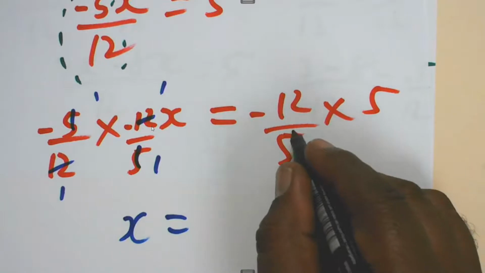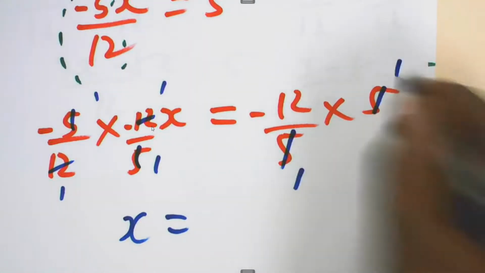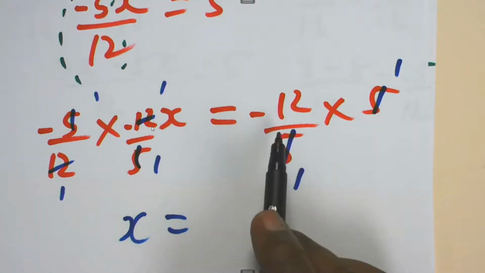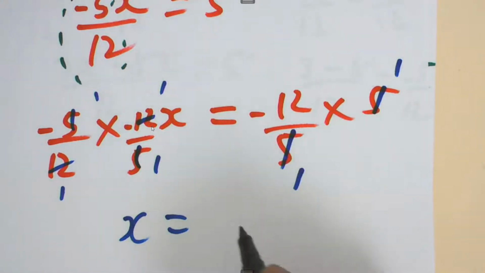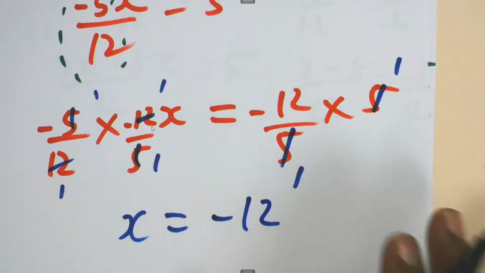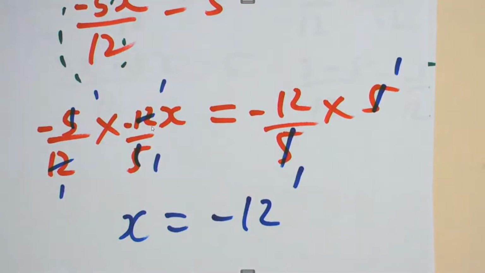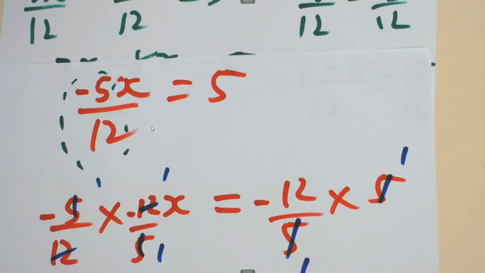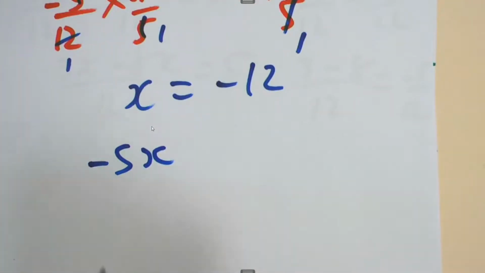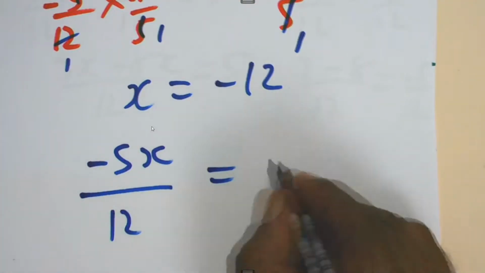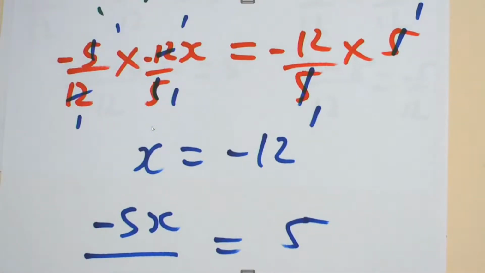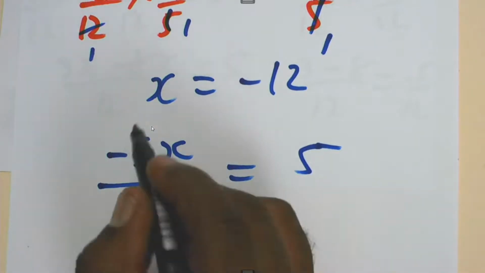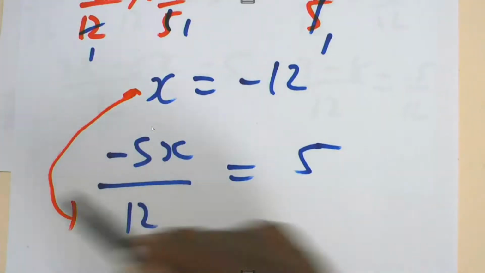How many 5s into 5 is 1? Therefore, minus 12 by 1 is negative 12. That is negative 12. In other words, we have just shown that x is equal to negative 12.